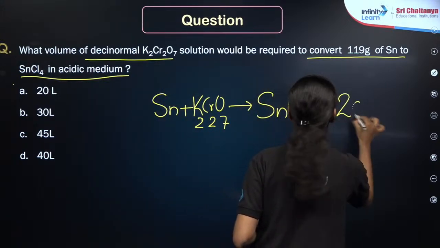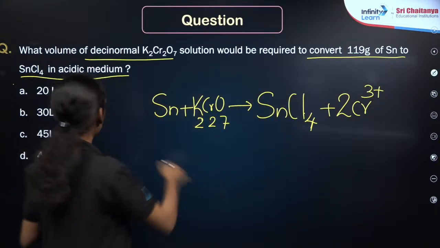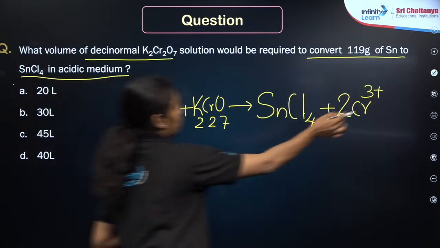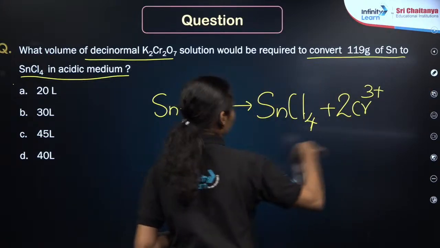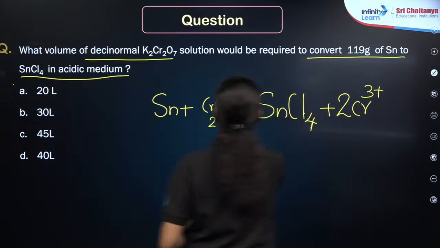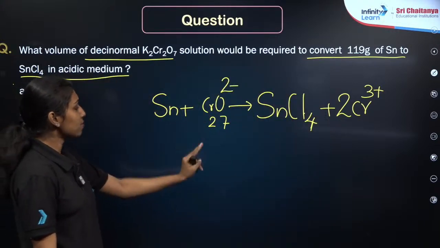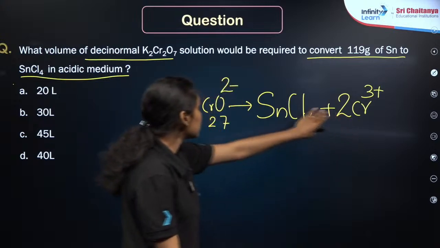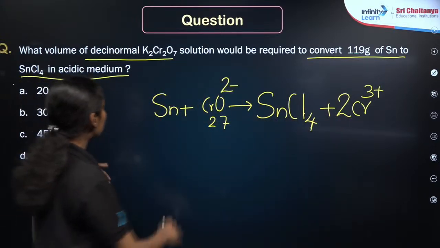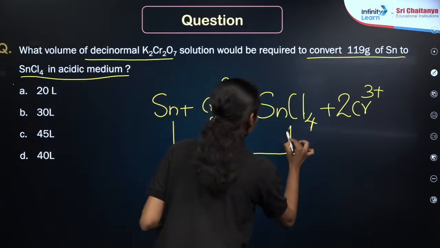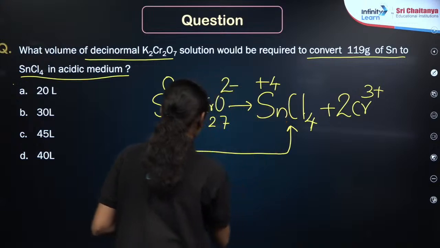Because there will be the change like 2Cr3+. This will be the simple change. Sn plus Cr2O7 2- gives SnCl4 plus 2Cr3+. This will be the complete reaction here, right? Then what is the change in number of electrons, or n factor, here? This is from the zero oxidation state to the plus 4. What will be the n factor here?